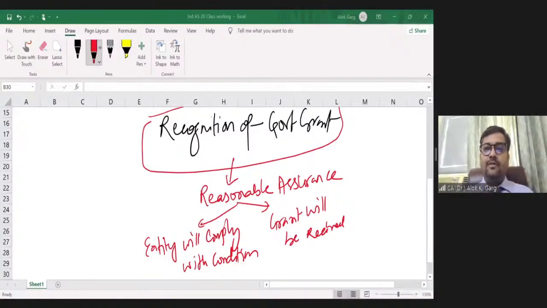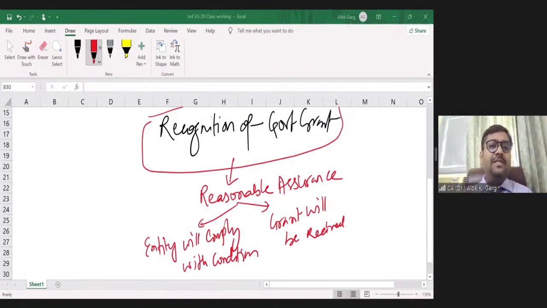What to do with this? The government has given the money to the company. The company has received the money. So can the company upfront recognize the government grant? Because what is the fundamental principle?